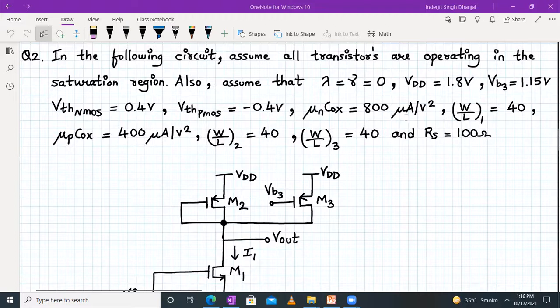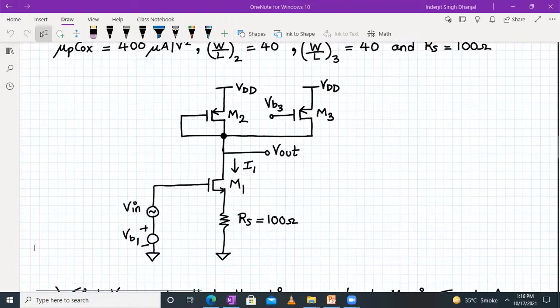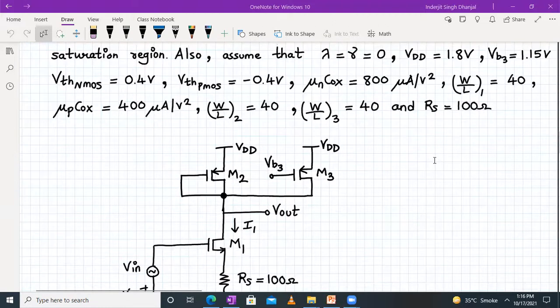Mu n Cox is 800 microampere per volt square. W by L of 1 is 40. Mu p Cox value is given as 400 microampere per volt square. W by L of 2 is 40 and W by L of 3 is also 40. And the value of RS given over here is around 100 ohms, right?